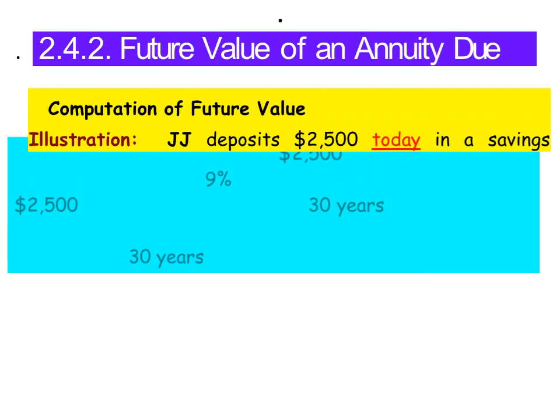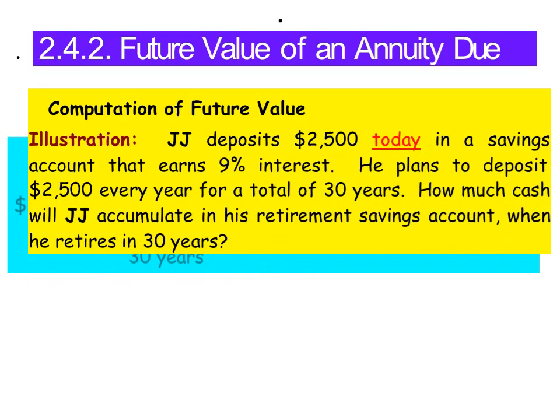Future value of an annuity, computation of future value for an annuity. Illustration: JJ deposits 2,500 today in a savings account that earns 9% interest. He planned to deposit 2,500 every year for a total of 30 years. How much cash will JJ accumulate in his retirement savings account when he retires in 30 years?